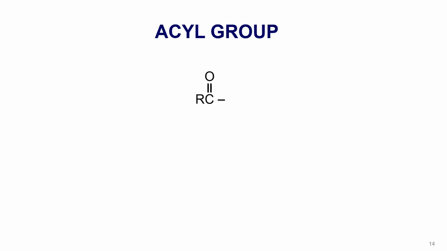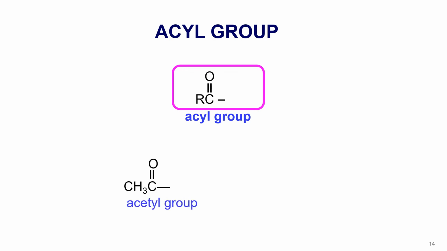Acyl group. An acyl group can replace hydrogen in an aromatic ring by the Friedel-Crafts acylation reaction. An acyl group is a group of atoms consisting of a carbonyl group bonded to a carbon group. When R is a CH3 group, it is named an acetyl group, and when R is a benzene ring, it is named a benzoyl group.